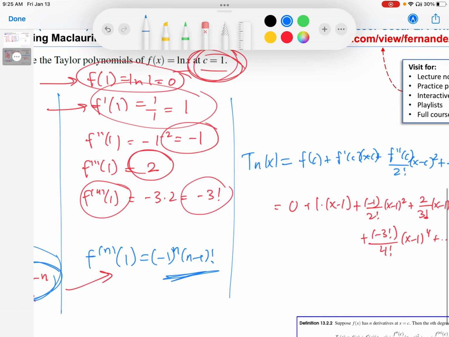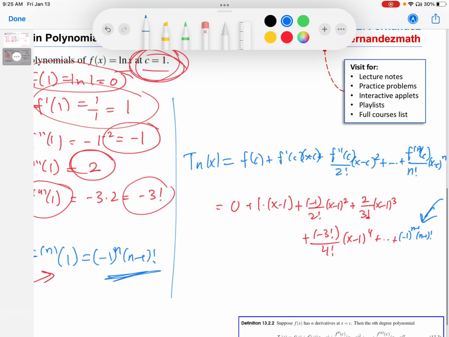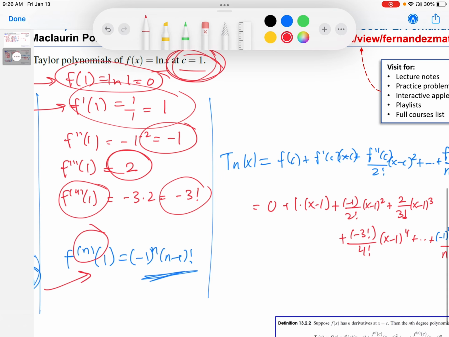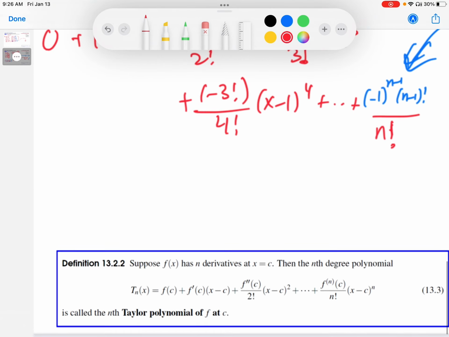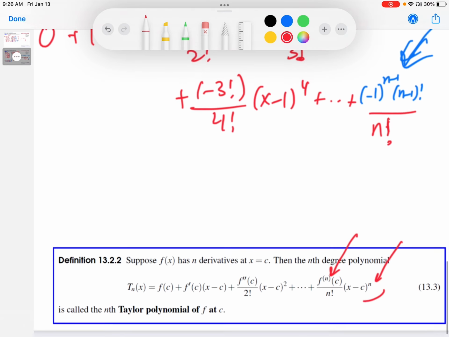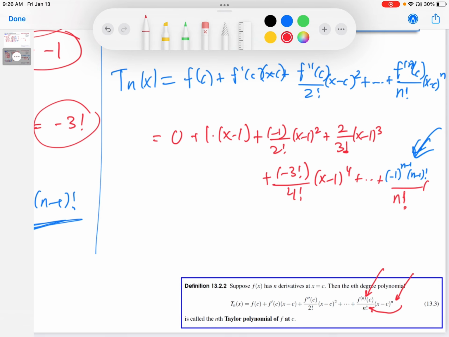So this is the numerator that I've written over here on the right hand side. That gets divided by n factorial, right? Because the derivative order of the function matches the power of x minus c. I'll zoom in here to remind you of that. See, this is n, that's also n. And by the way, of course, that's also n factorial down there. Okay, so it's this times x minus 1 to the n.